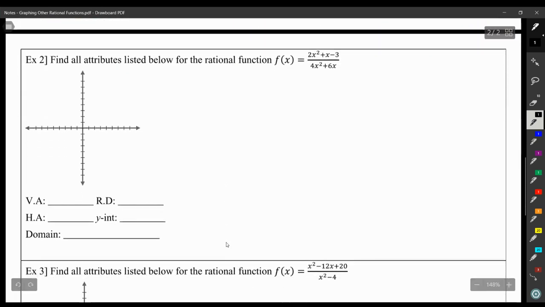So for number 2, starting out, I would like you to try to factor the numerator and the denominator on your own, because factoring both of those pieces is how we find everything else. So pause the video, factor the numerator and the denominator, and then unpause and we'll do some of this stuff together one more time.